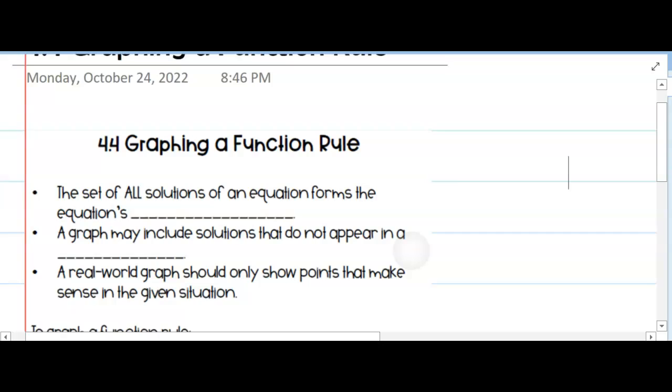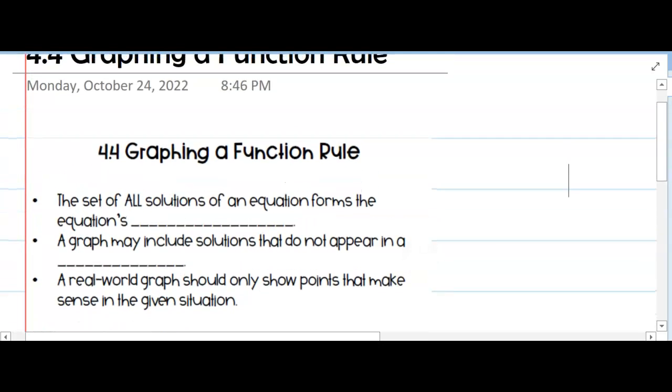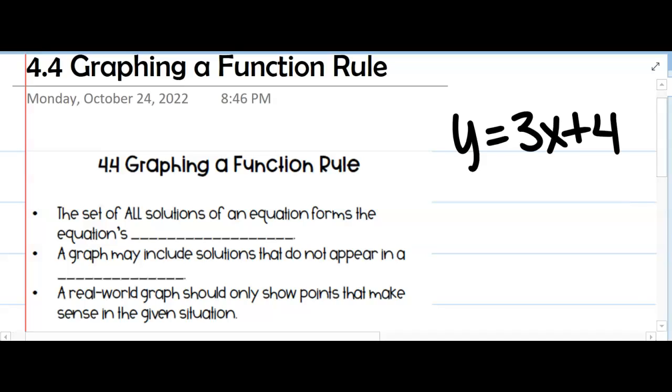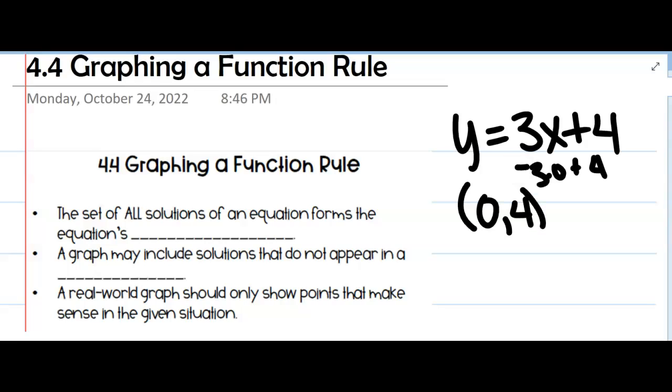So the last couple of days we have been talking about how to write a function rule. So I just want to remind you that what a function rule does is it might say something like y equals 3x plus 4. And what that will do is it can generate a bunch of ordered pairs. So I might say, okay, if I were to plug in 0, 3 times 0 is 0, and 0 plus 4 would give me 4. So when I plug in 0, I get out 4.